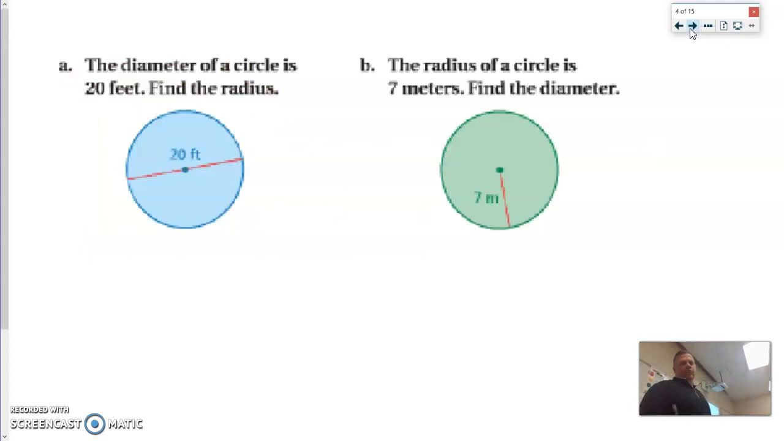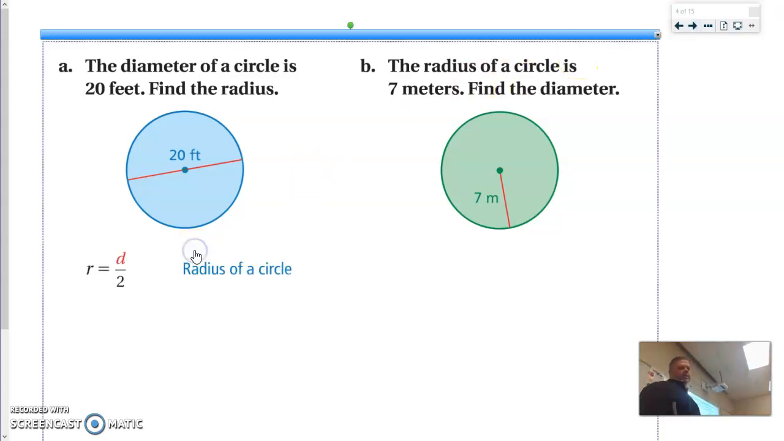So I have 2 problems for you. First off, this 20 feet, it tells you that this is the diameter. So I want to be able to find the radius. Can anybody tell me what the radius is if the diameter is 20? Excellent. That first one is 10 feet. So we've got the diameter divided by 2, and we're looking at 10.